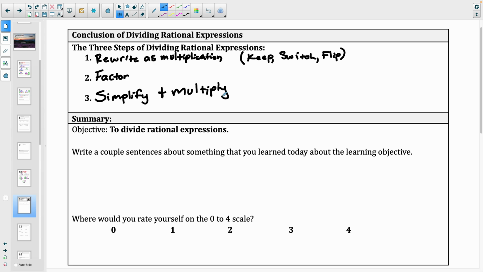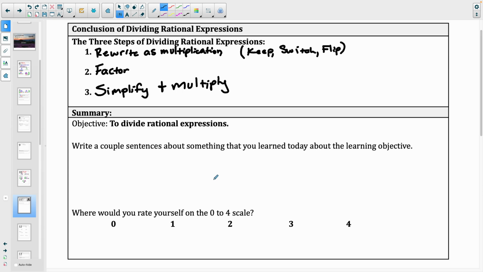All right, that is it for your notes today. Feel free to write a couple sentences of something that you learned today, and then rate yourself from 0 to 4.